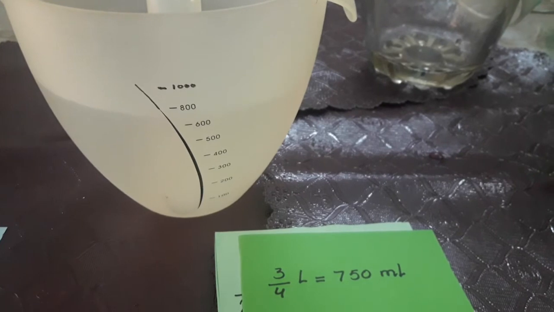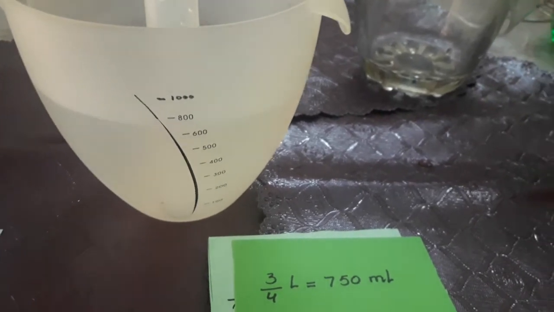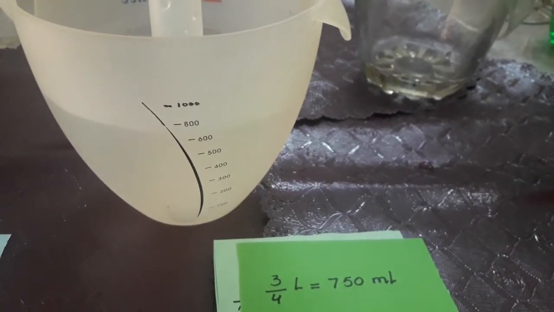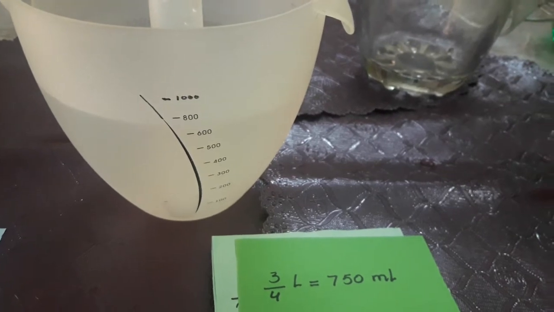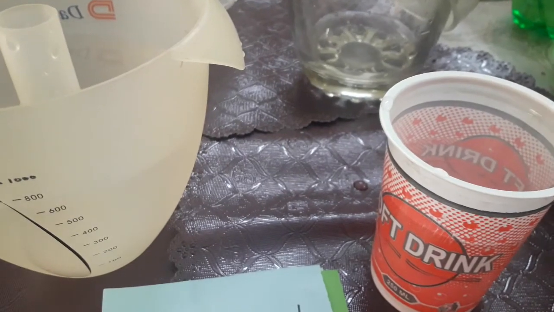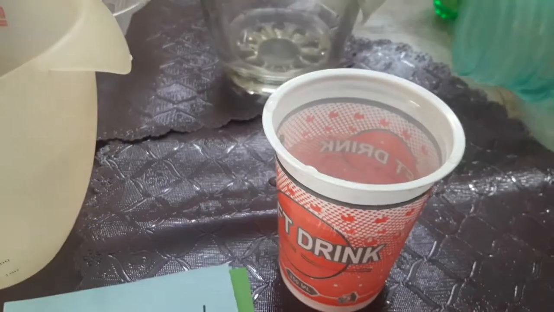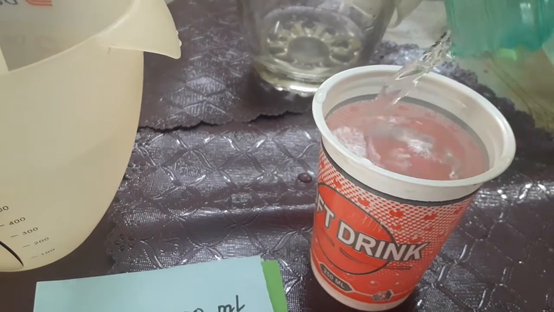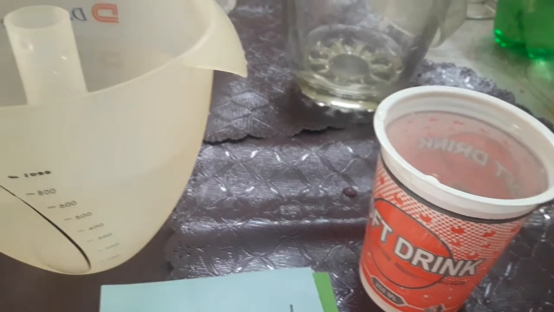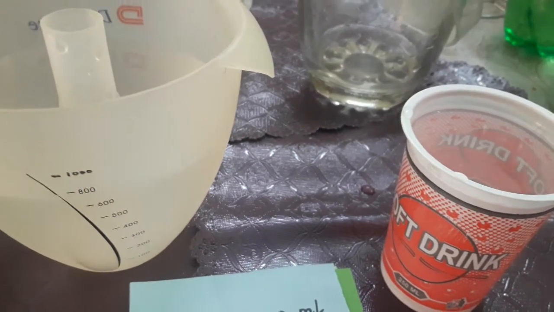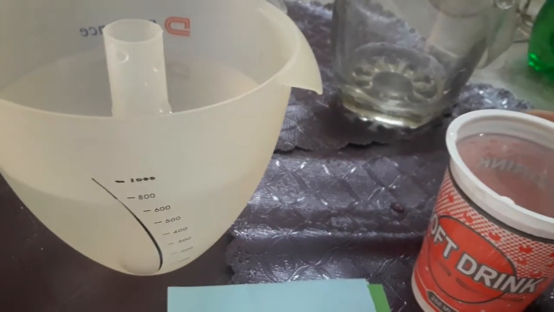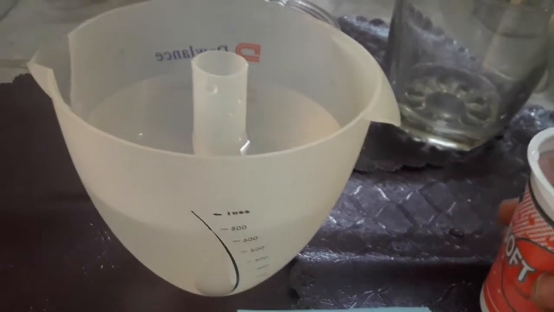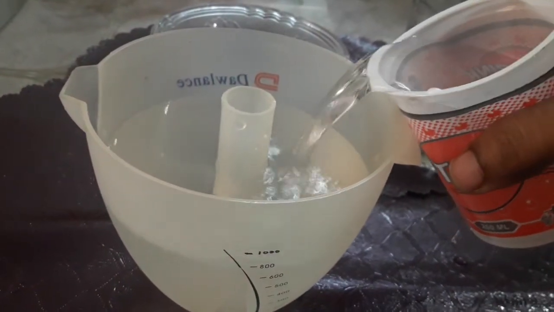So now to make it a liter, I will again pour one more glass. Again I will fill this glass of water, and this is the fourth glass of 250 ml. So I will pour it into this container.